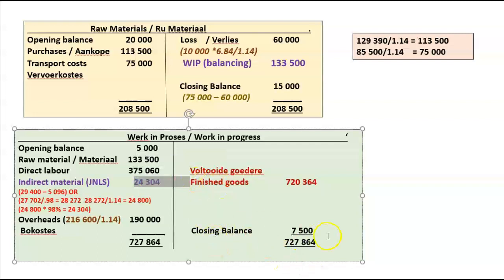Now we can actually balance off our work in progress account, and our balancing figure is the cost of goods completed for the period, 720,364.